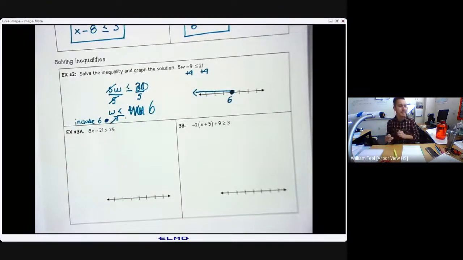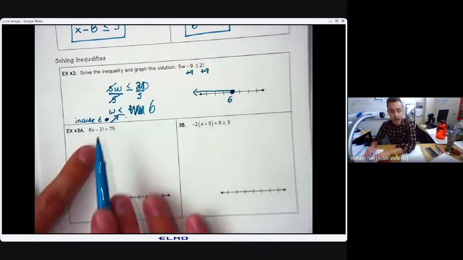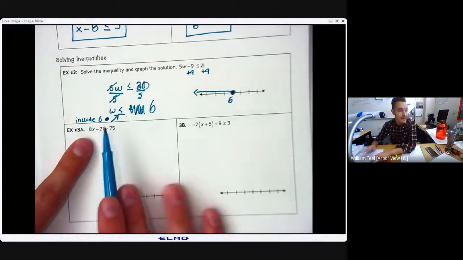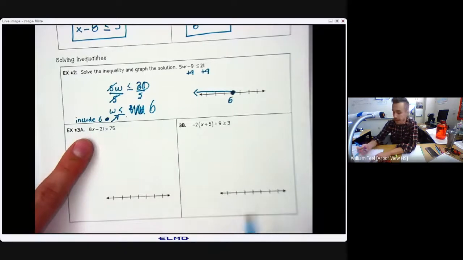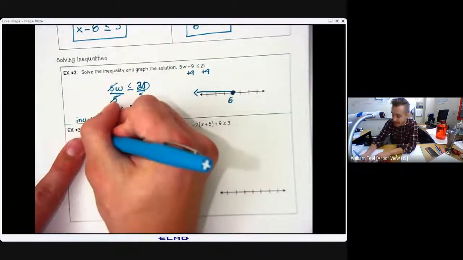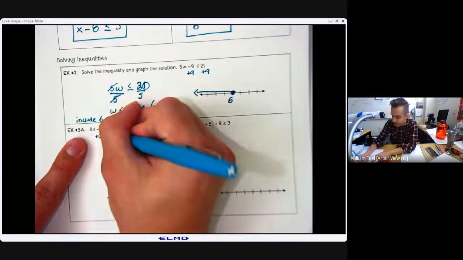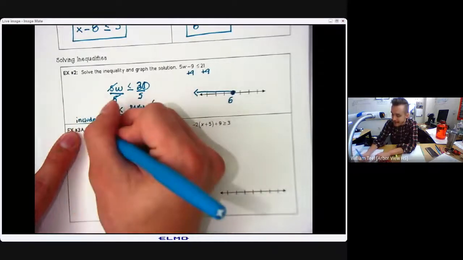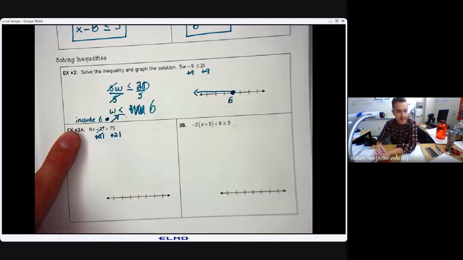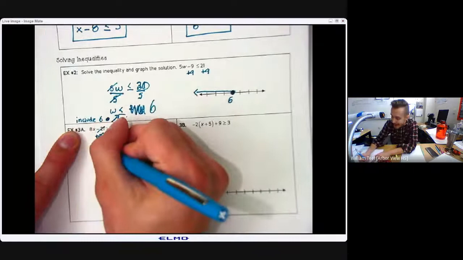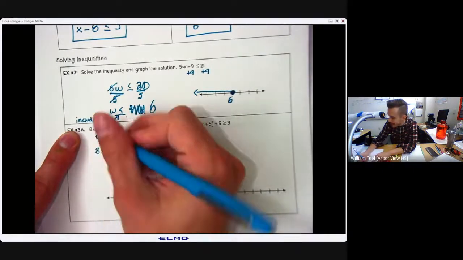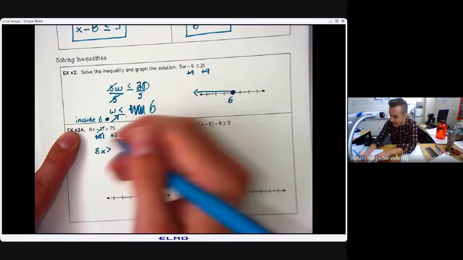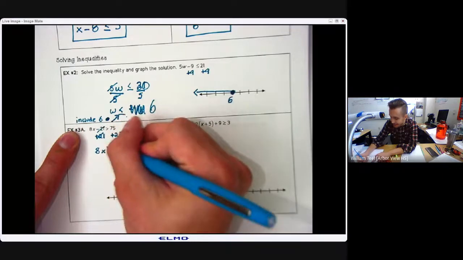Now we have 8x minus 21 is greater than 75. So again, I want to solve this just like I normally would. So I'm going to try to get x by itself. First thing I want to do is add 21 to both sides. So these are going to cancel out. They're just going to turn into 0. So I have 8x is greater than 75 plus 21, which is going to give me 96.